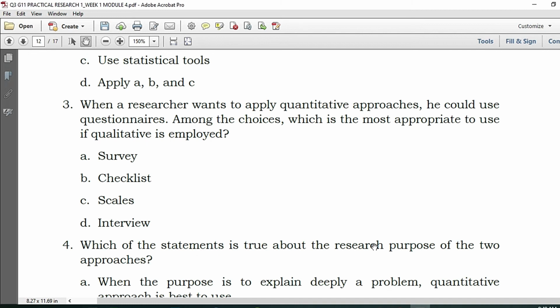Okay, number 3. When a researcher wants to apply quantitative approach, he could use questionnaires. Among the choices, which is the most appropriate to use if qualitative is employed? Okay, what's your answer? Okay, correct. It's letter D, interview.